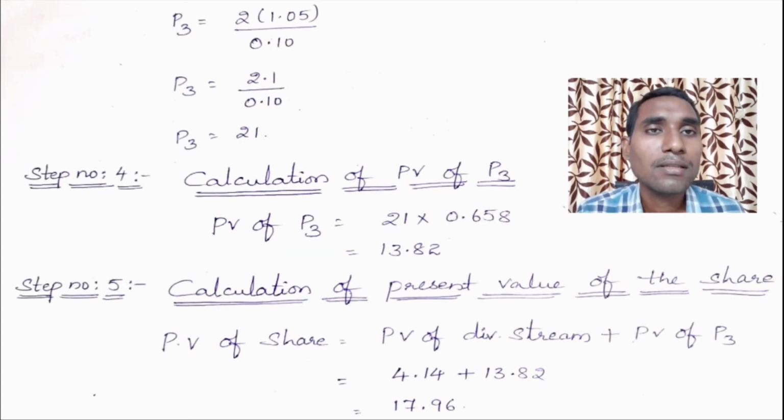Now once you are done with the price at the end of the supernormal growth period, you need to calculate the PV of that price in the 4th step. And in the 5th step, you need to add both the present value of dividend stream output plus the present value of the price at the end of the supernormal growth period. You will obtain the value of equity share. There are 5 simple steps using which you can obtain the value of equity share.